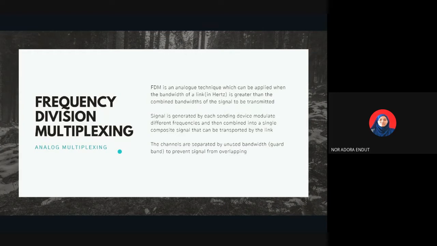Anybody remember? Semalam baru kita tengok term bandwidth kan? Okay, so anybody remember kalau analog tu apa maksud bandwidth? Difference between highest and lowest frequency. Yeah, thank you Salmi. So it's the difference between the highest and the lowest frequency. Jadi kalau dia kata the bandwidth is greater than the combined bandwidth of the signal to be transmitted, so dia mesti should be able to pass a range of frequency yang datang daripada user kan.